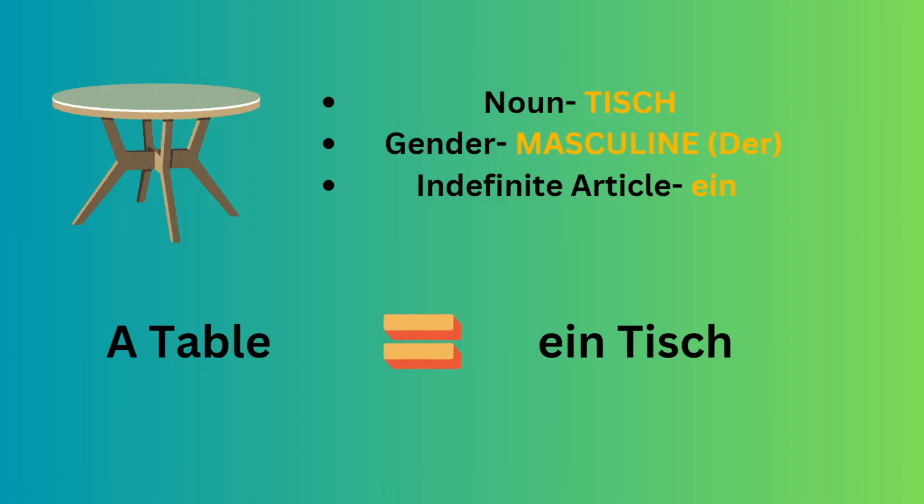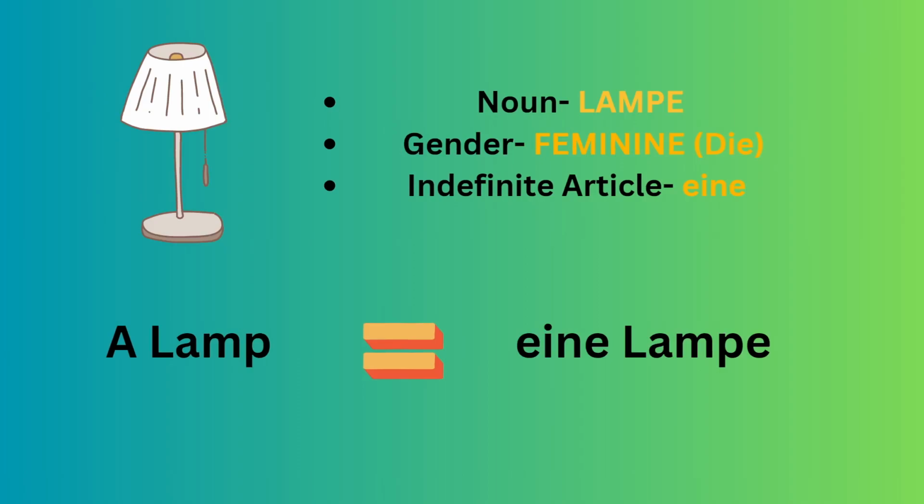Now let's consider a different scenario. How would you say a table in German? The word for table is Tisch, which is a masculine gender. So we use indefinite article ein. Hence a table becomes ein Tisch in German. Finally, let's look at the case of a feminine noun. If we want to say a lamp in German, the word for lamp is Lampe, which is a feminine gender. So we use the indefinite article eine. Thus, a lamp becomes eine Lampe.